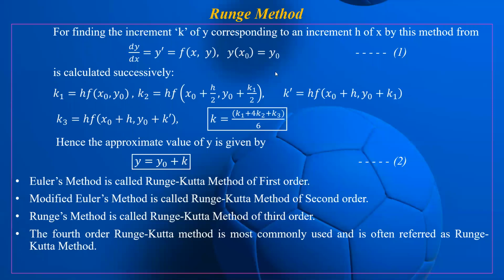So in the last lectures, we discussed how to solve the first order differential equation with initial conditions. We have discussed the Taylor series method, Euler's method, and modified Euler's method. These three methods we have already discussed, and we have seen the drawback of each and every method.